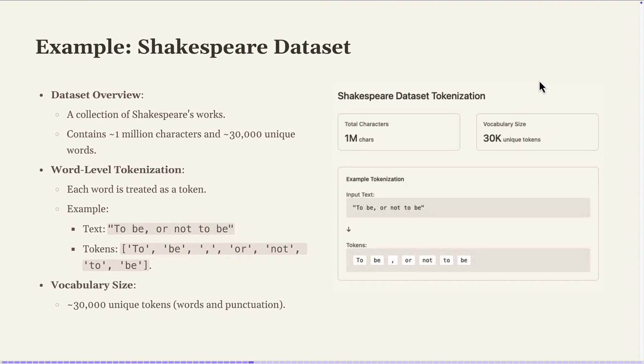And if we consider this on the Shakespeare dataset, it will result in a vocabulary size of 30K. Look, 30K only on the Shakespeare dataset. You have 30K different words. Now, if we consider the whole English language, we're going to find maybe a couple of millions of unique words.